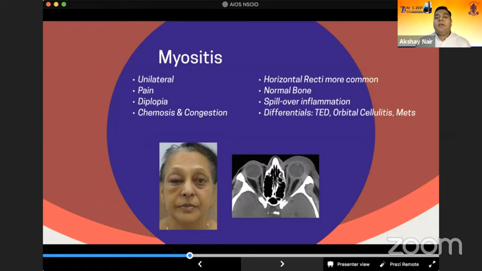Differentials for this can be thyroid eye disease. As you can see, this mimics a lot of active congestive thyroid eye disease that Dr. Tarjani showed. Orbital cellulitis or metastatic lesions in the orbit.